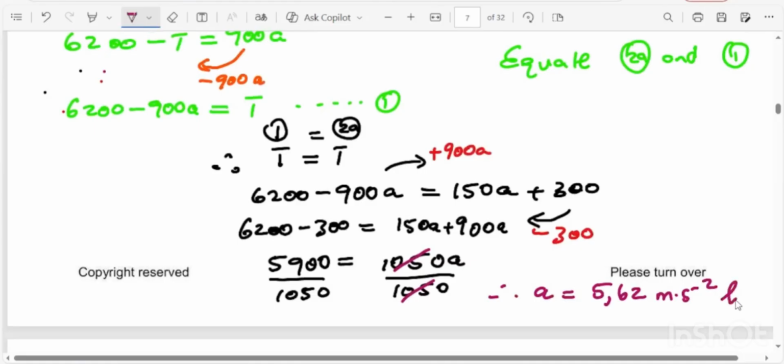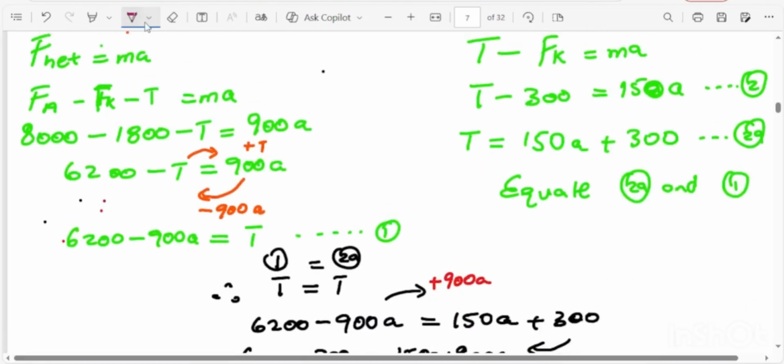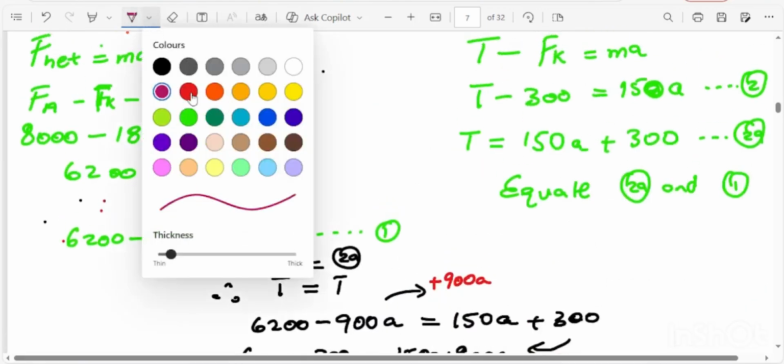Remember that acceleration is a vector. It has a magnitude and direction. So when you say 5.62 meters per second squared only, sometimes you might lose a mark. You might lose a mark. So these are some of the marks. Let me show you the marks that we can allow to donate.